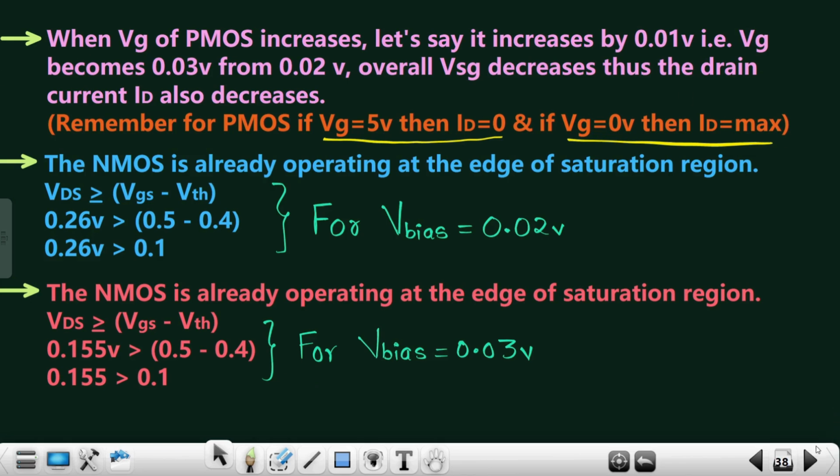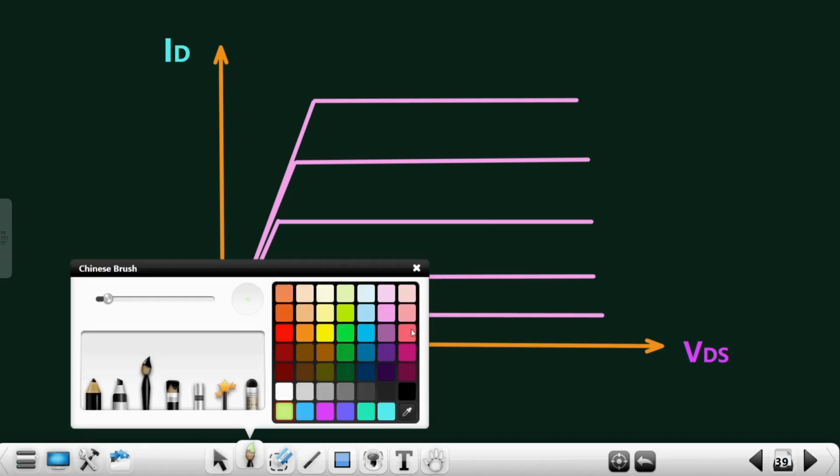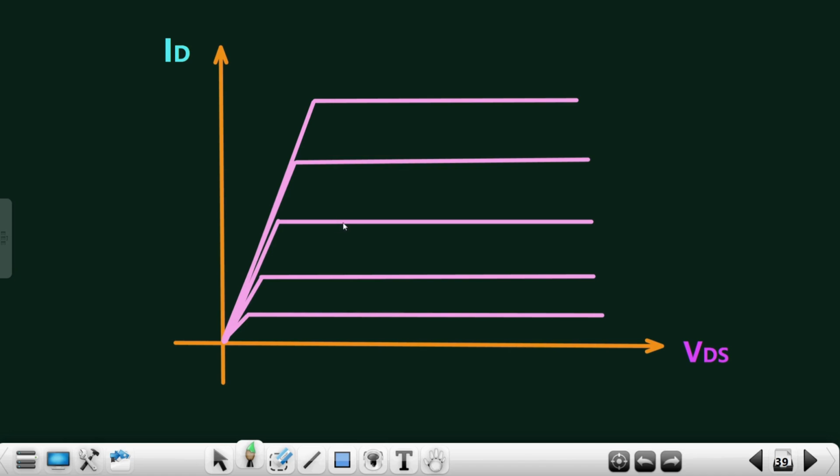Great. So now if I want to express this over here in the drain source characteristic of NMOS, I'll just give you a rough idea. Let's say over here, this is my V bias, which is equivalent to 0.02 volts.